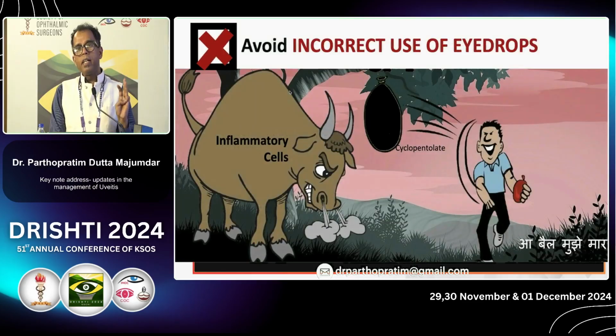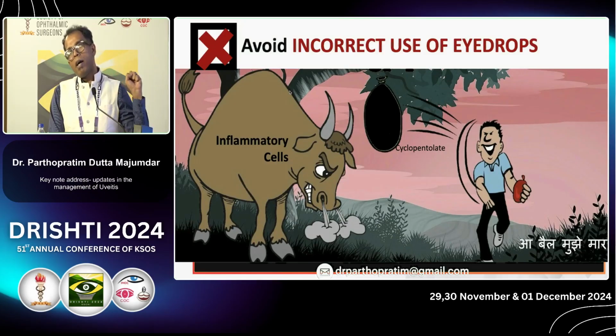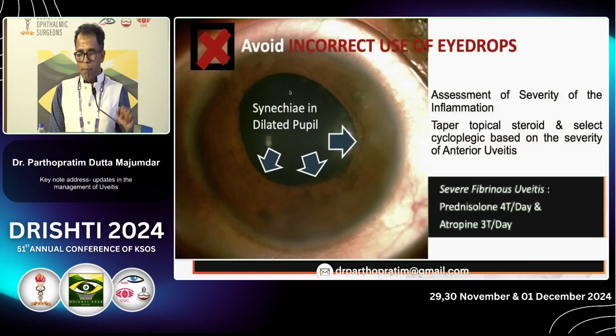Second, another incorrect use of topical drops: don't use cyclopentolate. Cyclopentolate is a medicine which is a chemoattractant. That means it will attract the inflammatory cells to the site of inflammation. So treating the inflammation with cyclopentolate is just like calling a bull to come and hit you.